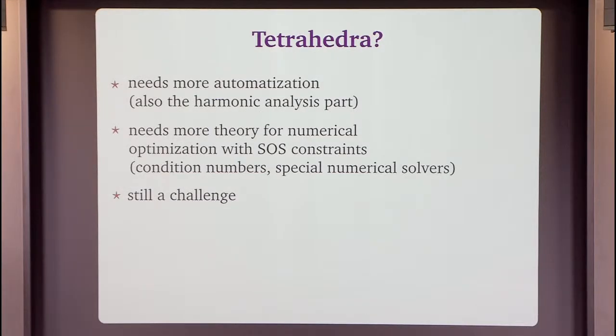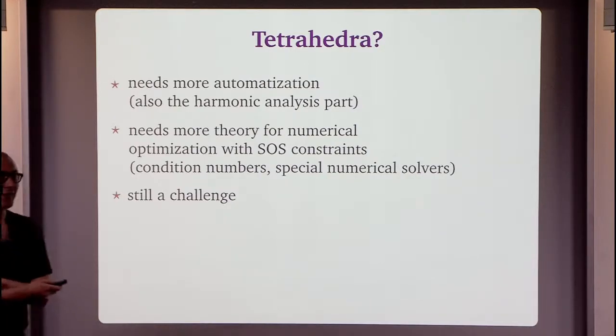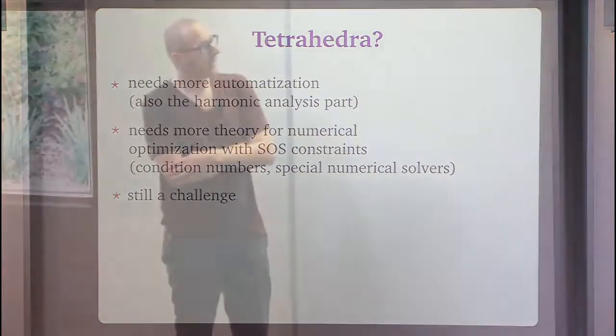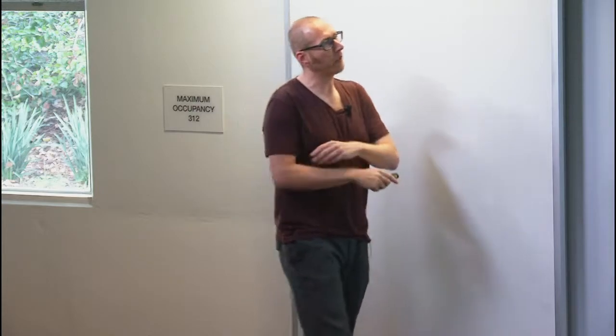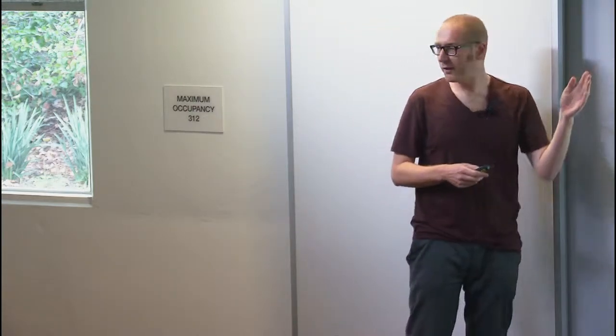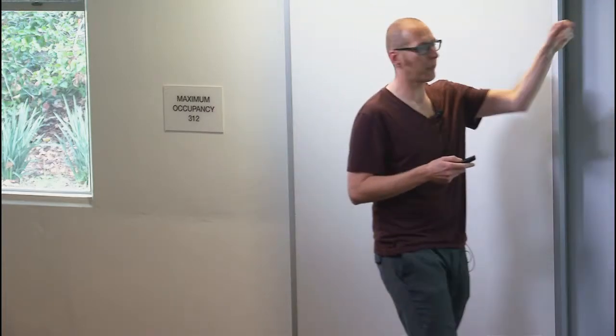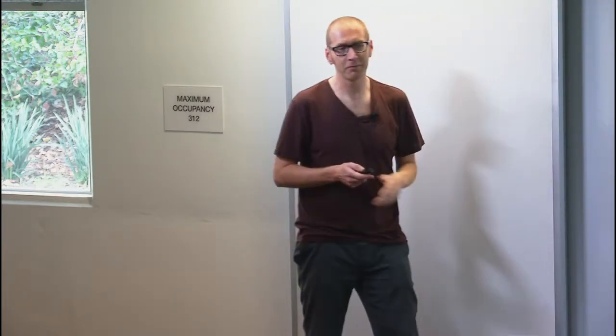Tetrahedra, we're not there yet. So we think we need more automatization, also in the formulas on harmonic analysis. So we have to find a way to make these formulas correct. Then we really have to find a way to do numerical optimization in a stable way. So just playing with Laguerre polynomials and hoping that it works, I think this will not work for tetrahedra, and I think it's still a challenge.